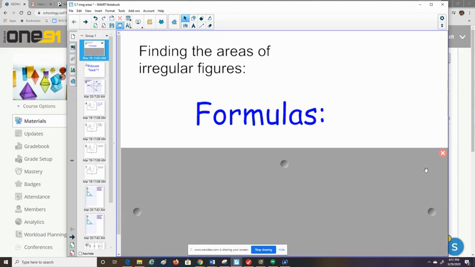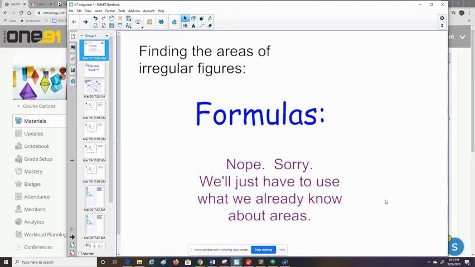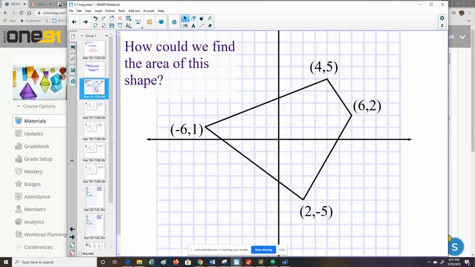The key thing that I want to show you is that I do not have formulas. I don't have the formula for the weird shapes that we're going to see because they're all different kinds of shapes. And so what we need to do is use the formulas that we know already: triangles, rectangles, trapezoids, circles, all the things that we've done already. And we're going to use that to figure out the areas of some irregular shapes.